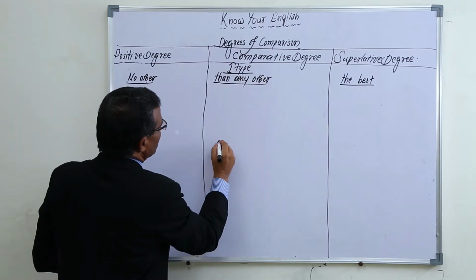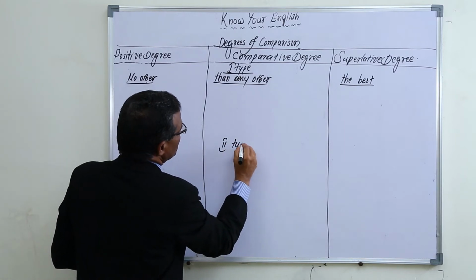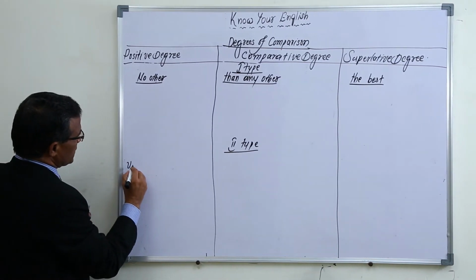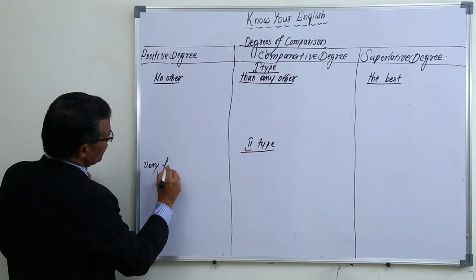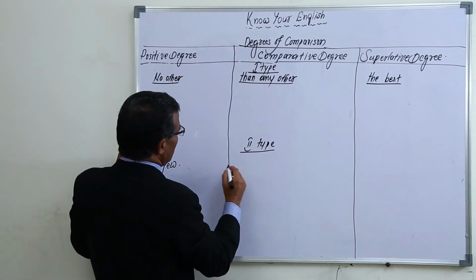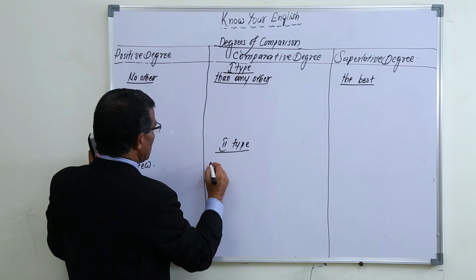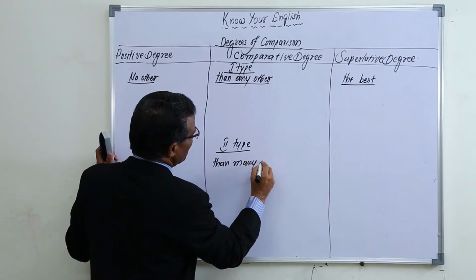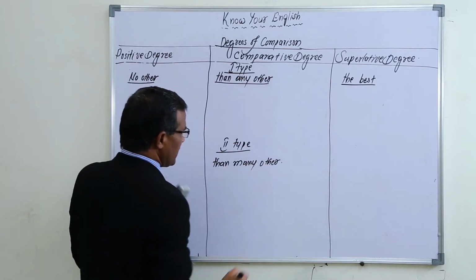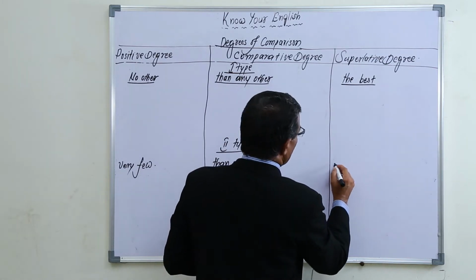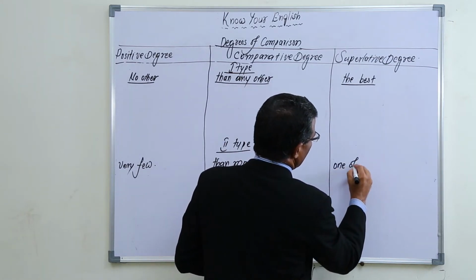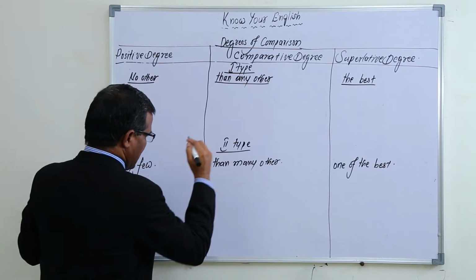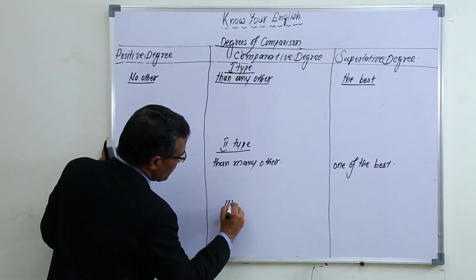And the second type of sentences: in positive degree, you find very few. Here, in comparative degree, than many other. And in superlative degree, we find one of the best. One of the best. This is the second type.